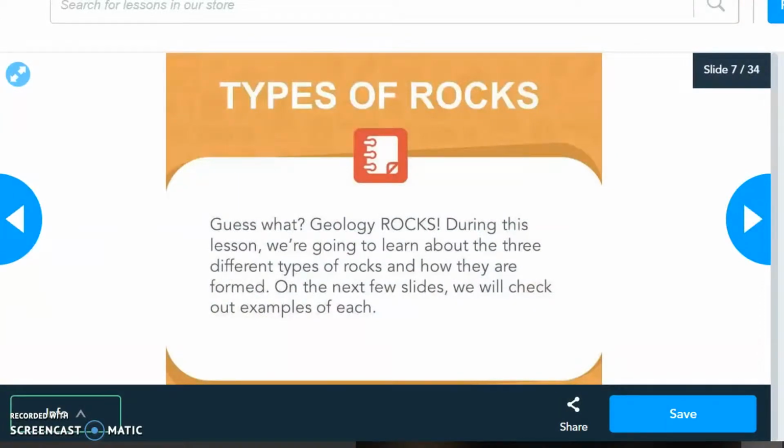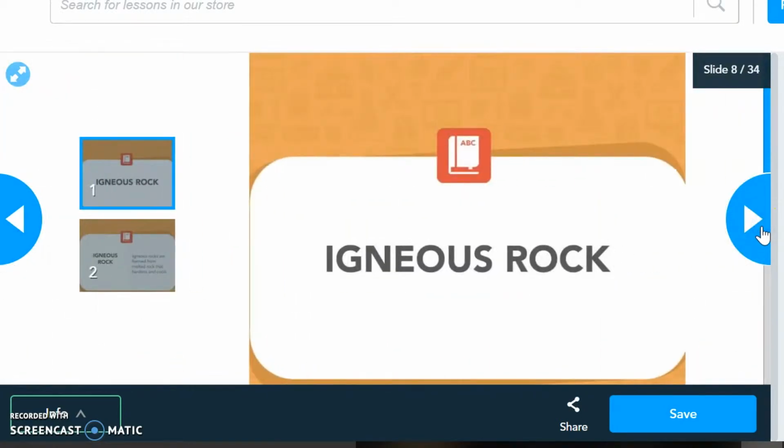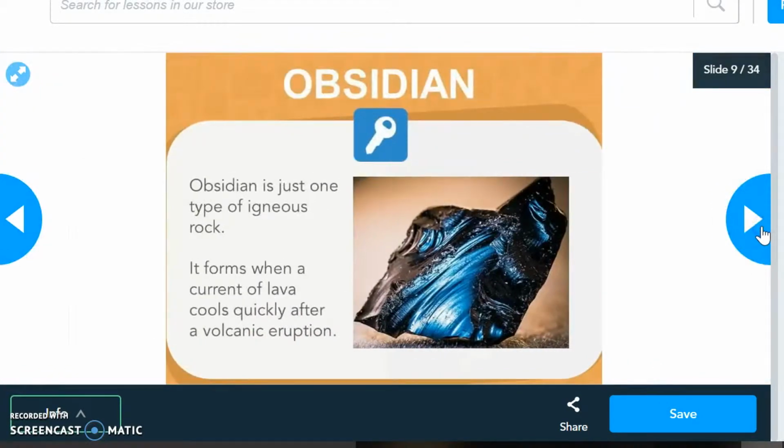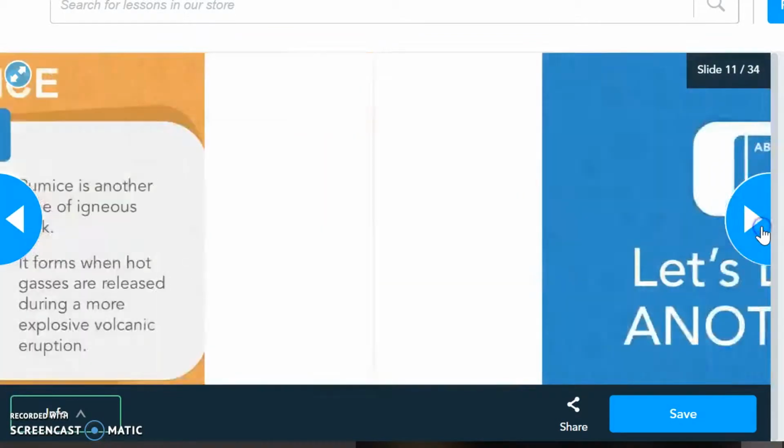Okay, so using this resource, we're going to talk about three different types of rocks and be introduced to them. So in a second, you'll learn their names and some examples. So let's start. Our first rock type is igneous. An example of that is obsidian, which forms when a current of lava cools quickly after a volcanic eruption. We also have pumice, which forms when hot gases are released during a more explosive volcanic eruption.